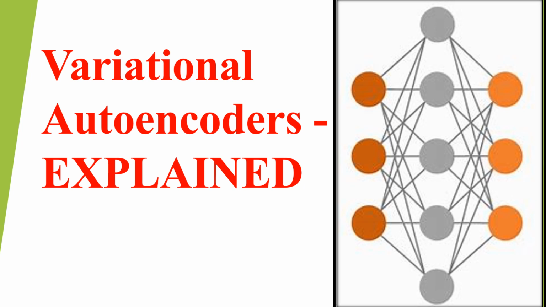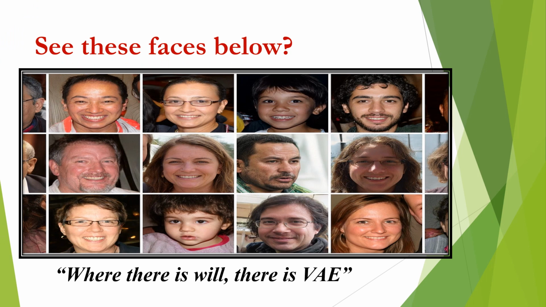Variational autoencoders. See these faces below. Do they look real, right? What if I tell you that none of these people actually exist? I'll let you have your moment. What you see are results from a generative deep learning model. That's right, a computer made this.